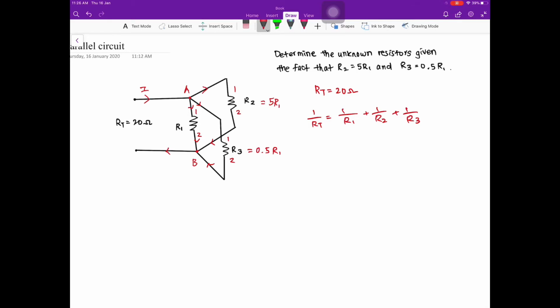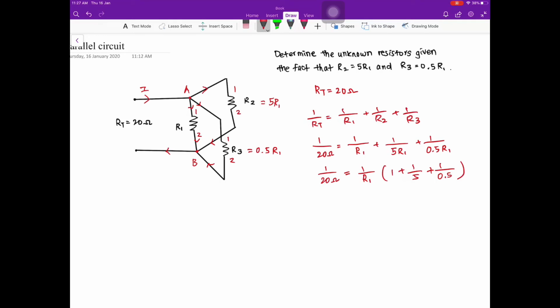So we just put all the values in. 1 over RT, with RT equal to 20 ohms, is equal to 1 over R1, R1 is not stated, plus 1 over R2, where R2 is equal to 5R1, plus 1 over R3, where R3 is equal to 0.5 R1. To make it easier, I take 1 over R1 out. So this one becomes a bracket: 1 plus 1 over 5 plus 1 over 0.5. This is a kind of factorization, where I just take out the common variable, in this case 1 over R1.